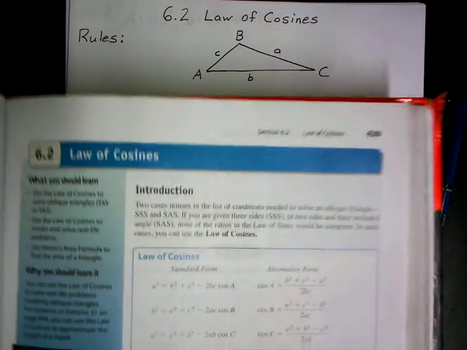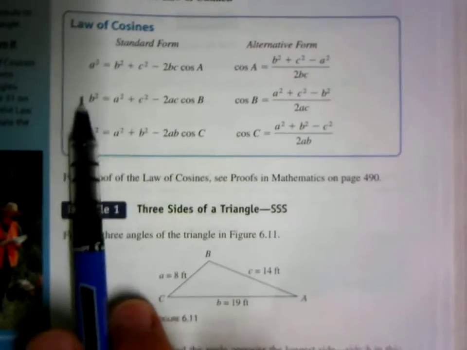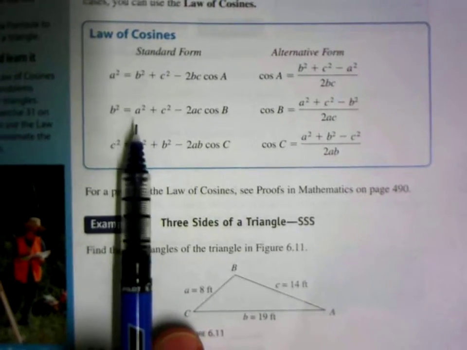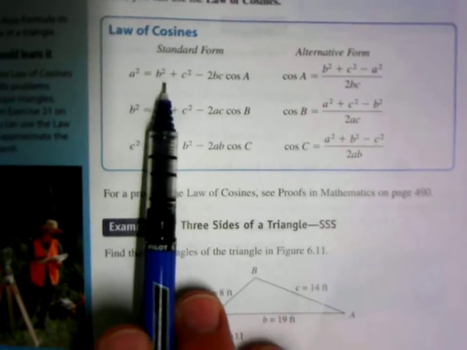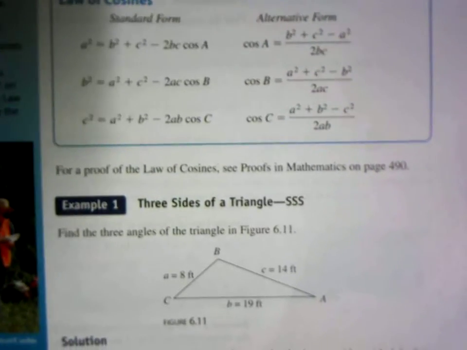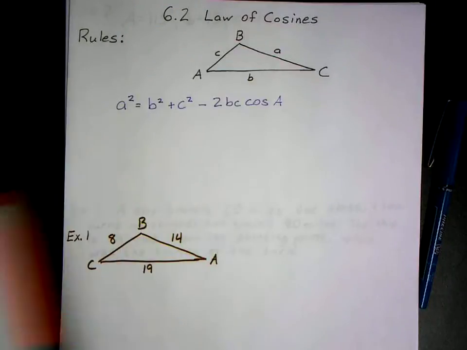Your book gives you a total of 6 rules. It gives it to you in the form of A, then in the form of B, which again, you just put the B over here and then use A over here. It gives it to you in the form of C, and then they solve for the cosine, which if you need to do that, you can do in your problem. So they want you to memorize 6 rules. That's ridiculous. You only need 1 rule.